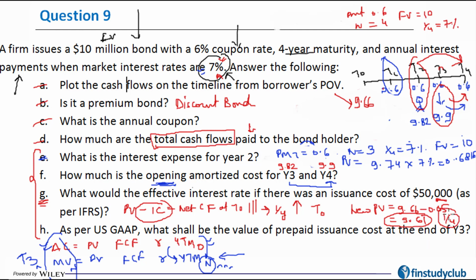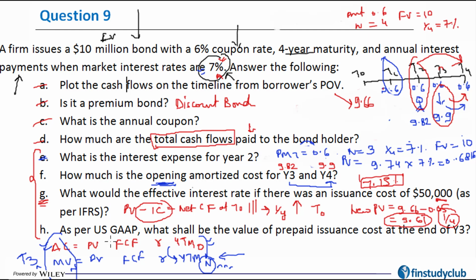Let's do that. Your PMT remains at 0.6, future value remains at 10, your N remains at 4, and your PV now becomes 9.61. Please don't forget to write PV with the opposite sign and compute I/Y. You're going to get a value a little more than 7, and I'm getting 7.15%. That's where my effective interest rate under IFRS is calculated.